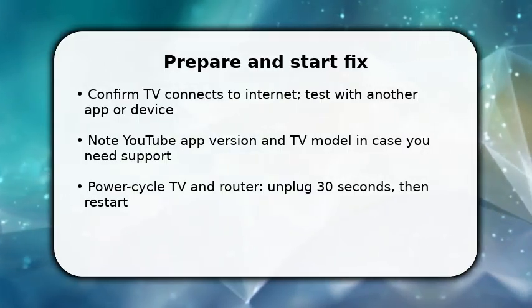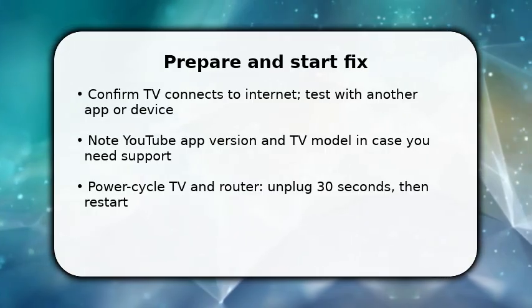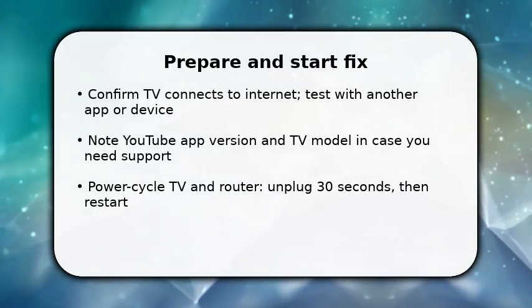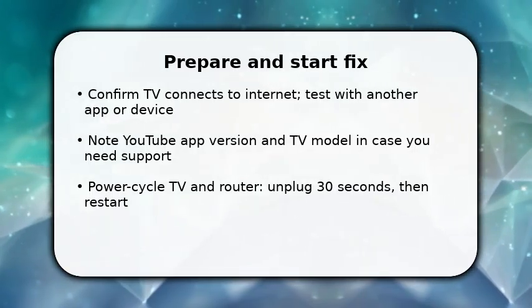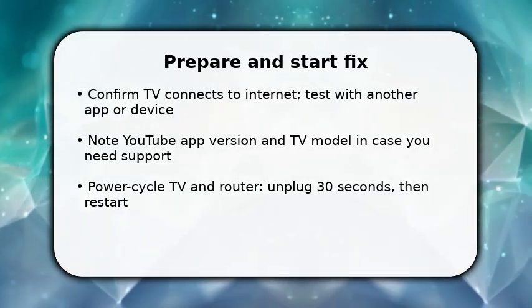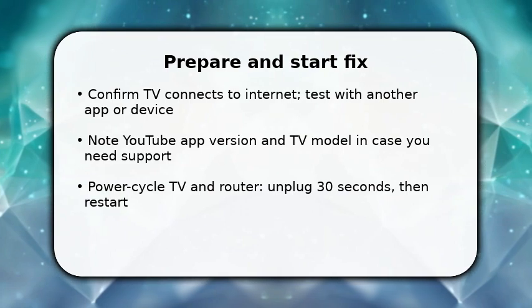Now power cycle both the TV and router. Unplug each for about 30 seconds, then plug back in. This clears temporary memory and network handshakes, which often fixes app launch errors immediately. Keep going if the problem persists.